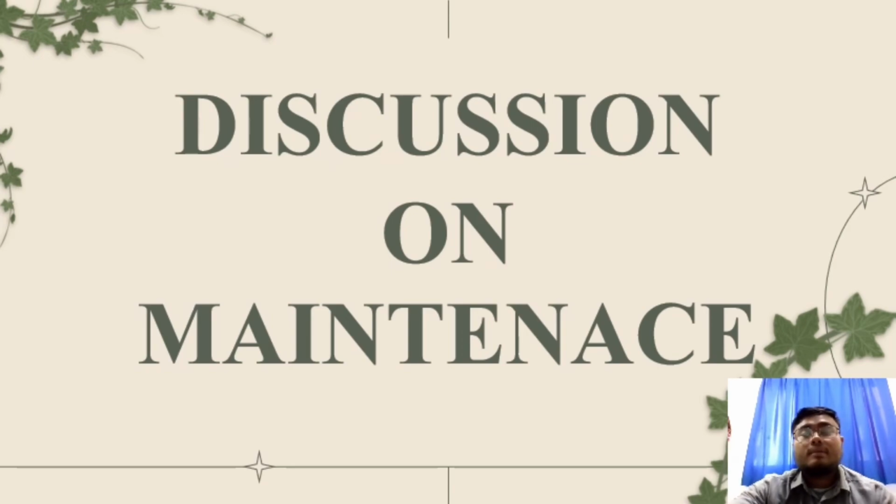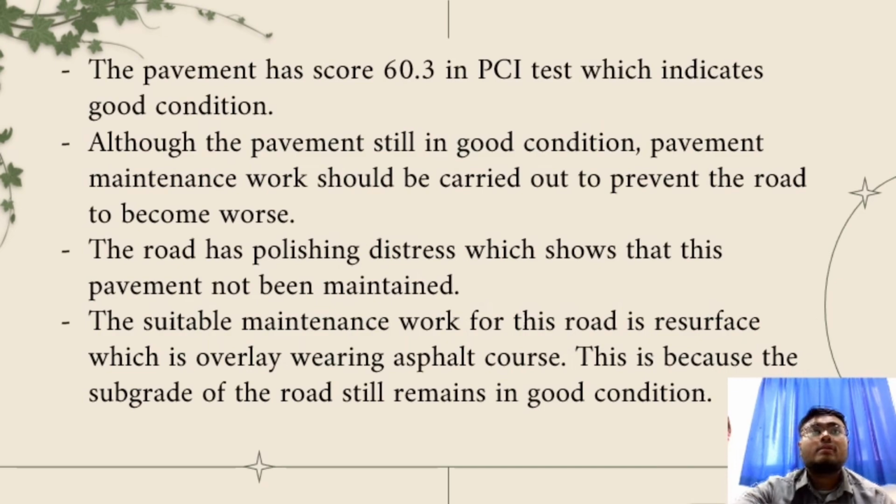And then I will talk about discussion on maintenance. The pavement overall has scored 60.3 in the PCI test, which indicates good condition. Although the pavement is still in good condition, pavement maintenance should be carried out to prevent the road from becoming worse. The road has polishing distress, which shows that this pavement has not been maintained for a long time. The suitable maintenance work for this road is resurfacing work, which is an overlay of wearing asphalt course. This is because the subgrade of the road still remains in good condition.